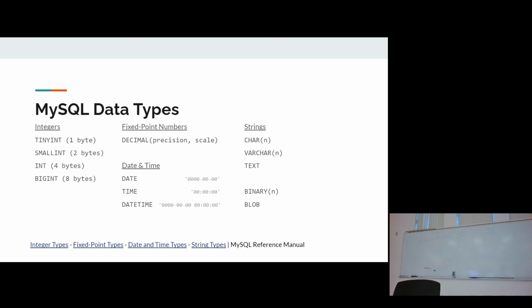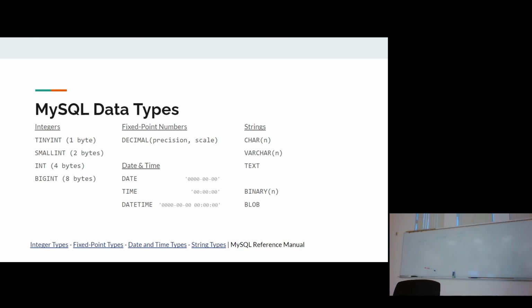One of the nice things about this decimal data type is it actually stores it in decimal. It doesn't convert it to binary. It's not saving it as a binary number. It's actually saving it as a decimal number, which is really important when you're dealing with money. It means that it eliminates a lot of rounding.